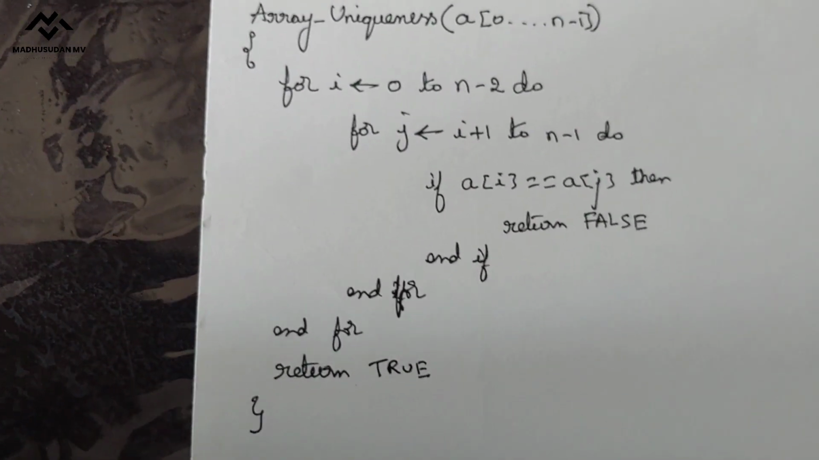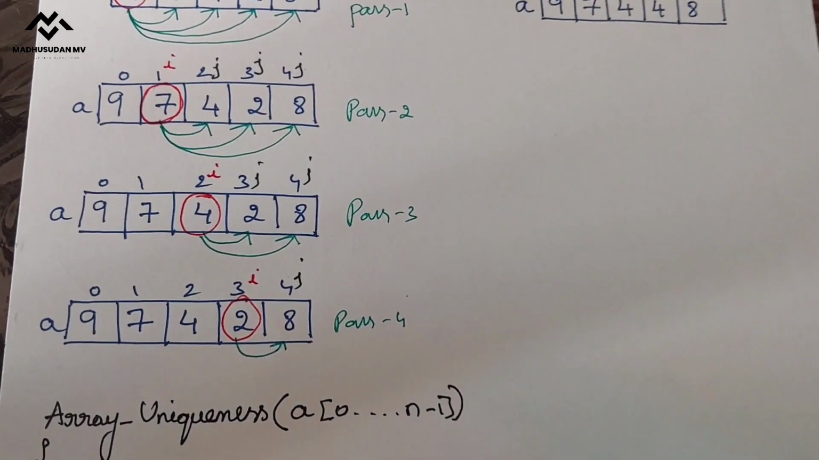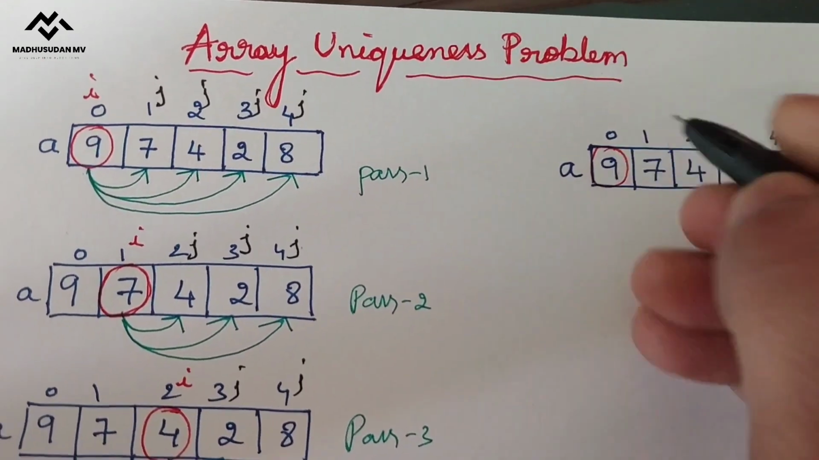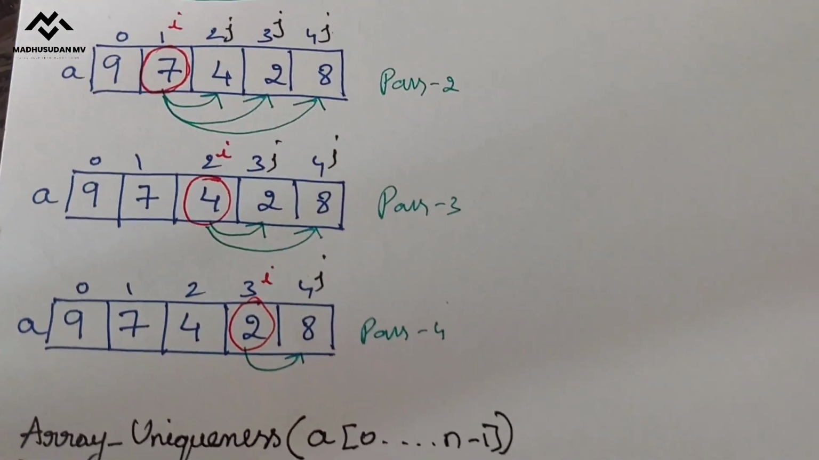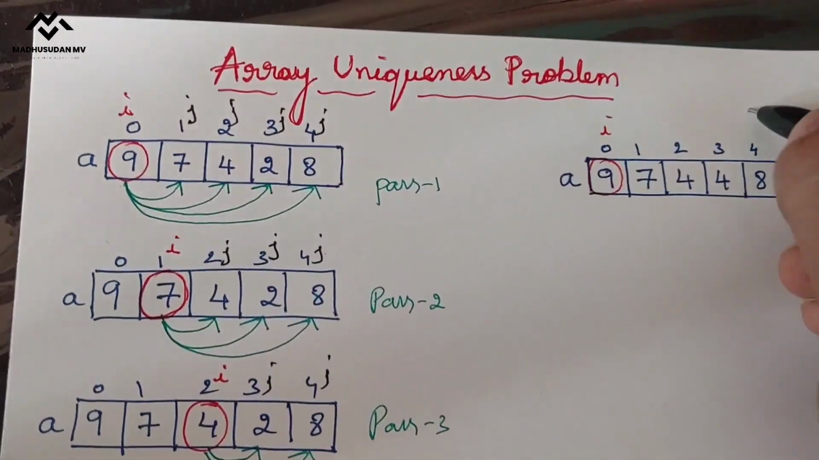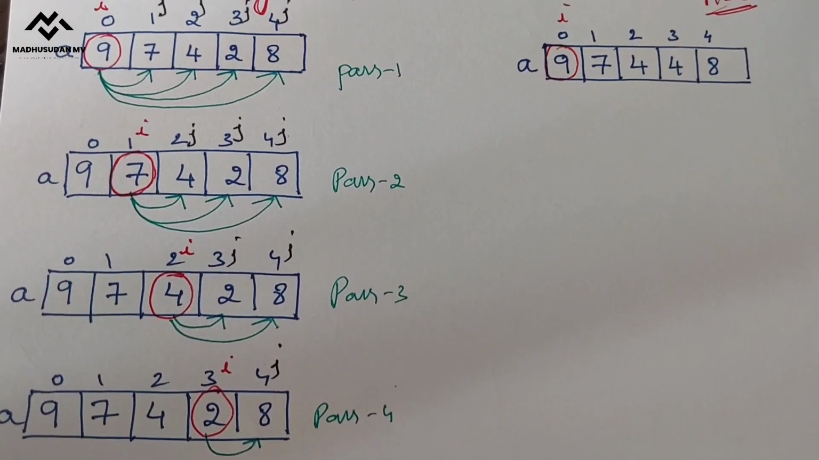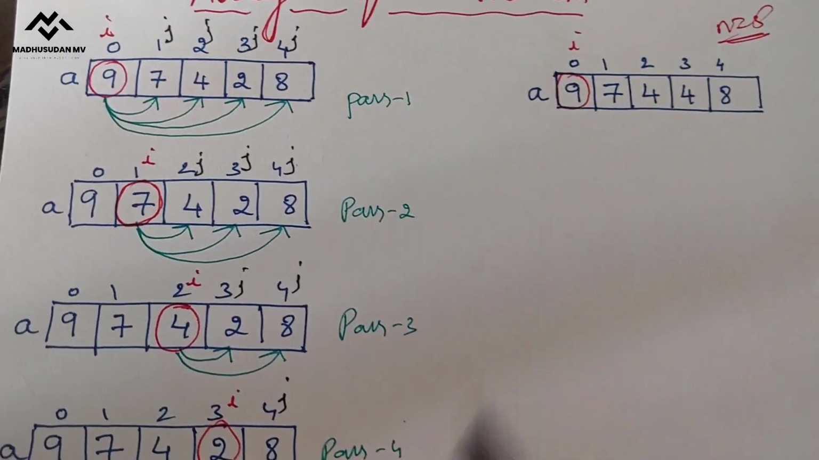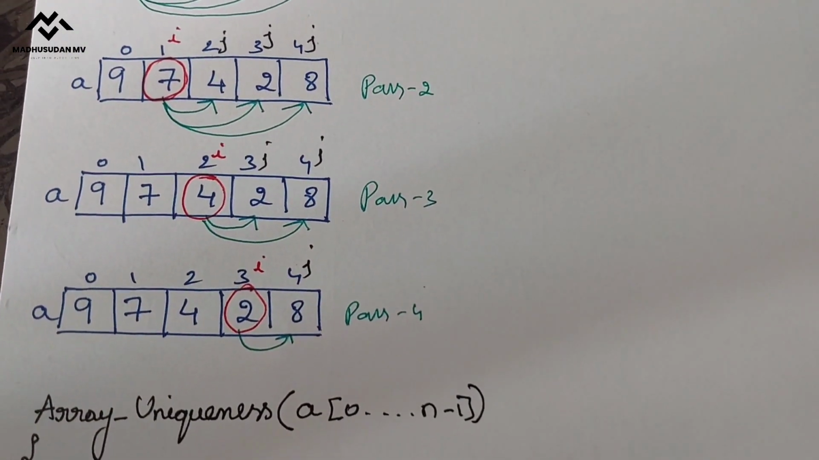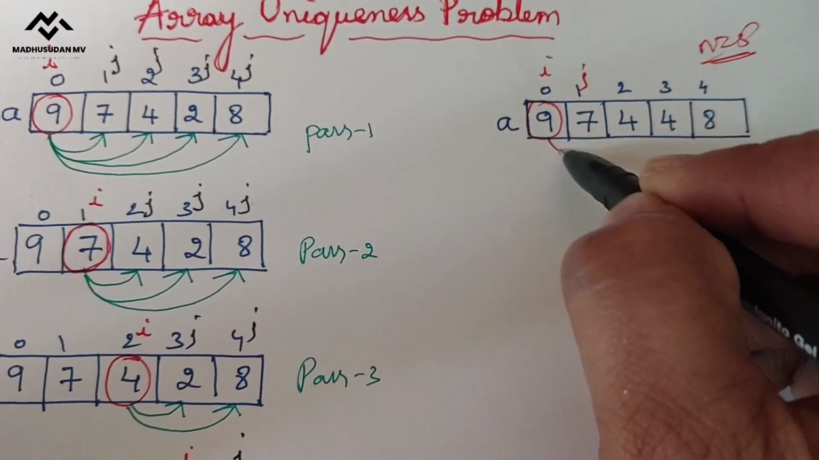I hope you understood this algorithm. Now let us trace it. Initially I is equal to 0, so I selected this one. Then 0 is less than or equal to 3, because the n value is 5, so n minus 2 is 3. True, so it comes inside. Now j is equal to I plus 1. I value is 0, so j is pointing here. j is less than or equal to 4, true, comes inside. A of I is equal to A of j? That means now I am comparing this element with this element.